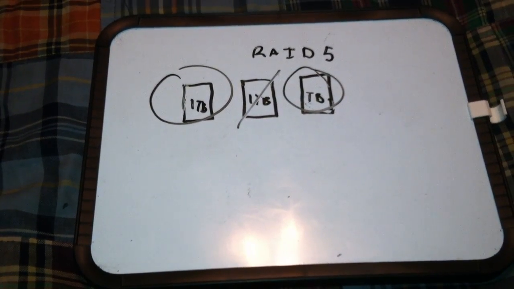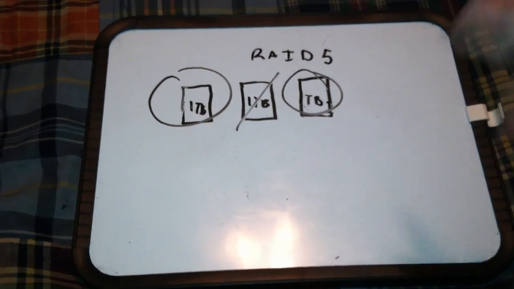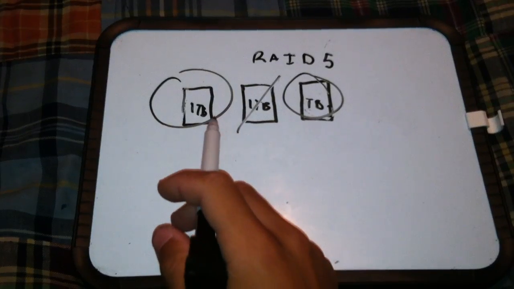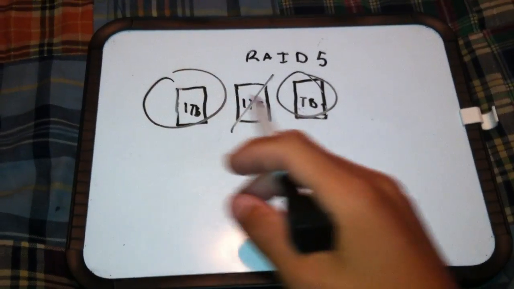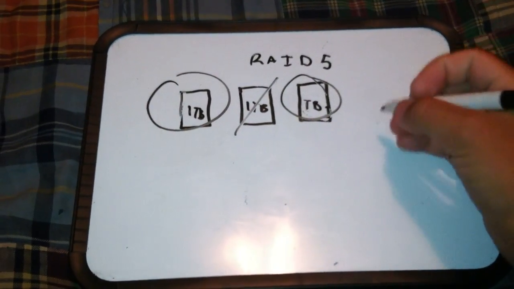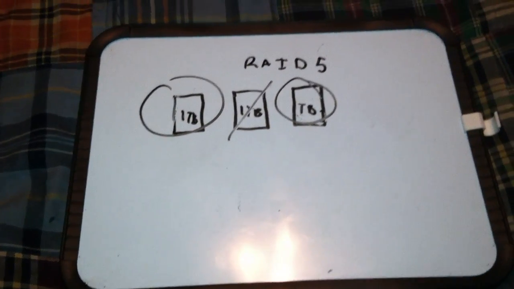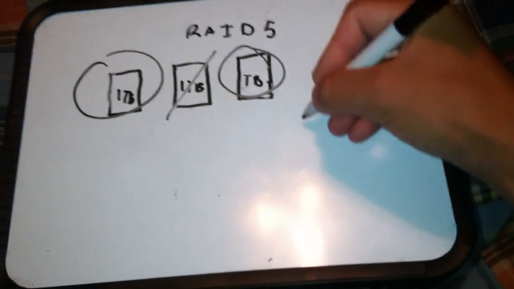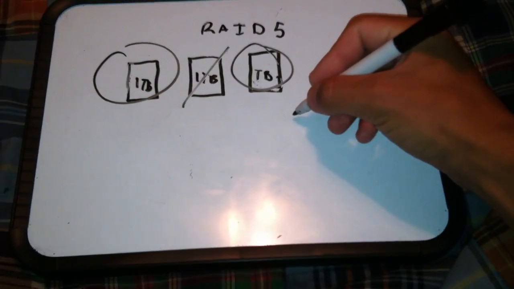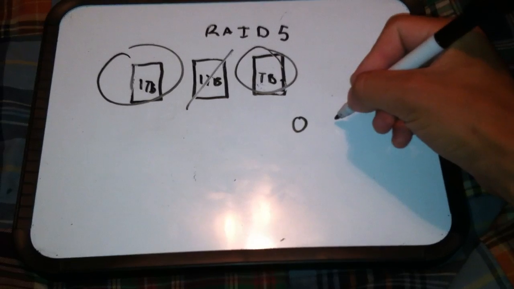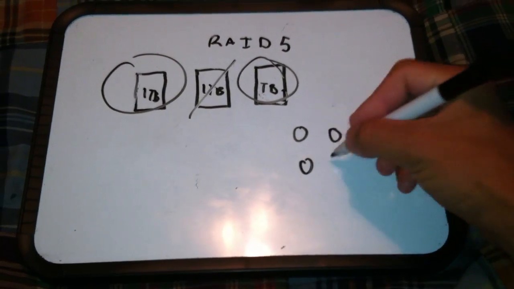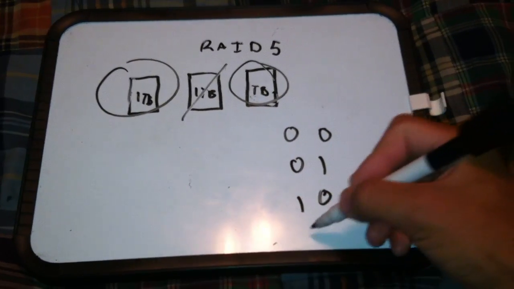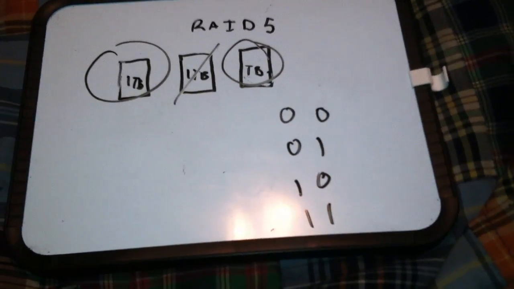Basically, what it does is it stripes the data just like a RAID 0 does, across all 3 drives, but it also makes what's called parity bits. I'll do a quick explanation of parity bits. If you have 0, 0, 0, 1, 1, 0, and 1, 1. I know that's out of order, but let's just say.